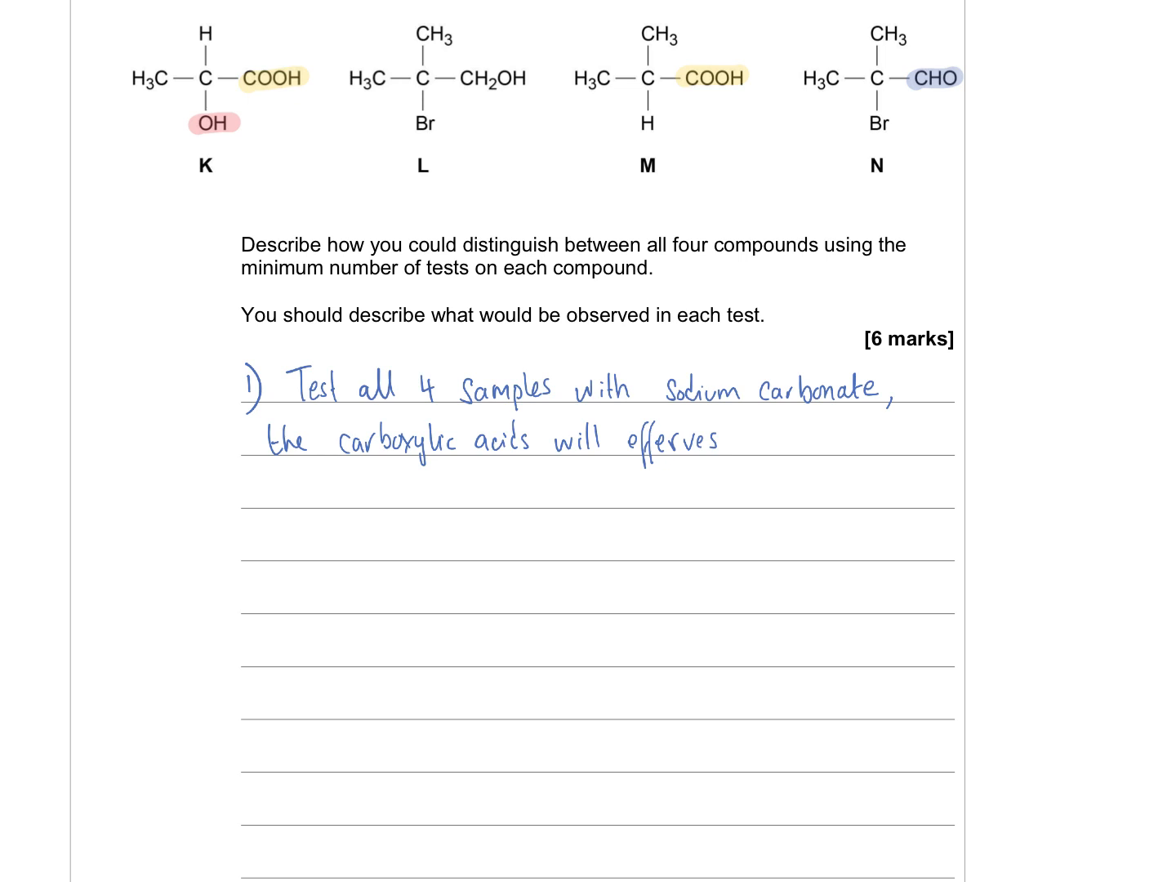So I'd write that out. So test all 4 samples with sodium carbonate. It's important you describe what you'd observe each time. So the carboxylic acids will effervesce. So identifying K and M would both effervesce or give off carbon dioxide. L and N would not.